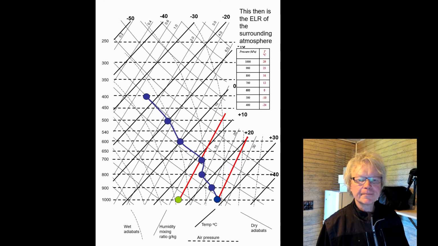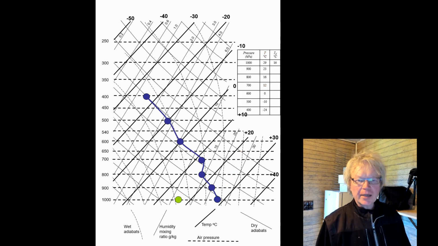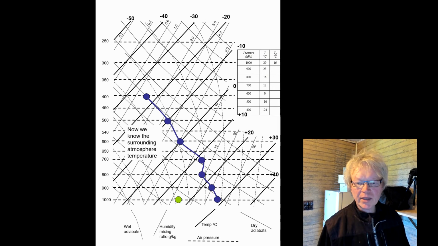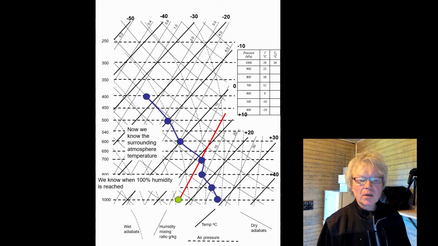Right, and then we can draw a line joining those dots. Okay, now moving on, let's get rid of those lines and have a look at what happens when the air parcel rises. We know when 100% humidity is reached because it'll be when the air parcel rises and intersects with our dew point line.